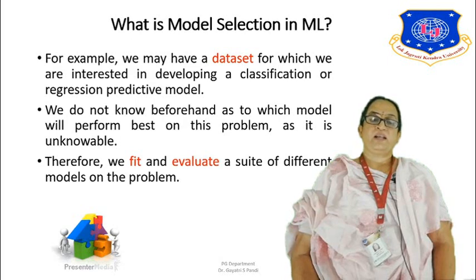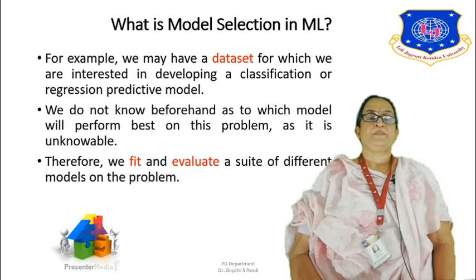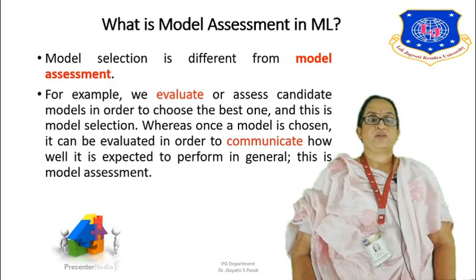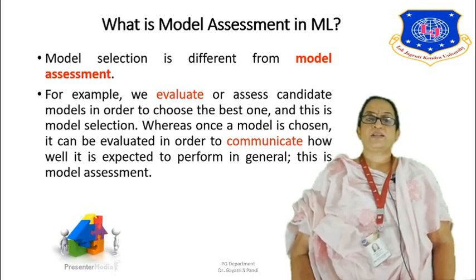So therefore we fit and evaluate a suite of different models for the problem. For a given data set, we try to find a suite of algorithms, fit them, and evaluate which is better for the given data set and the problem. So model selection is different from model assessment, right? So what is model assessment basically? For example, we evaluate or assess candidate models in order to choose the best one. So that is evaluation, right? And this one is model selection. Whereas once a model is chosen, it can be evaluated in order to communicate how well it is expected to perform in general.